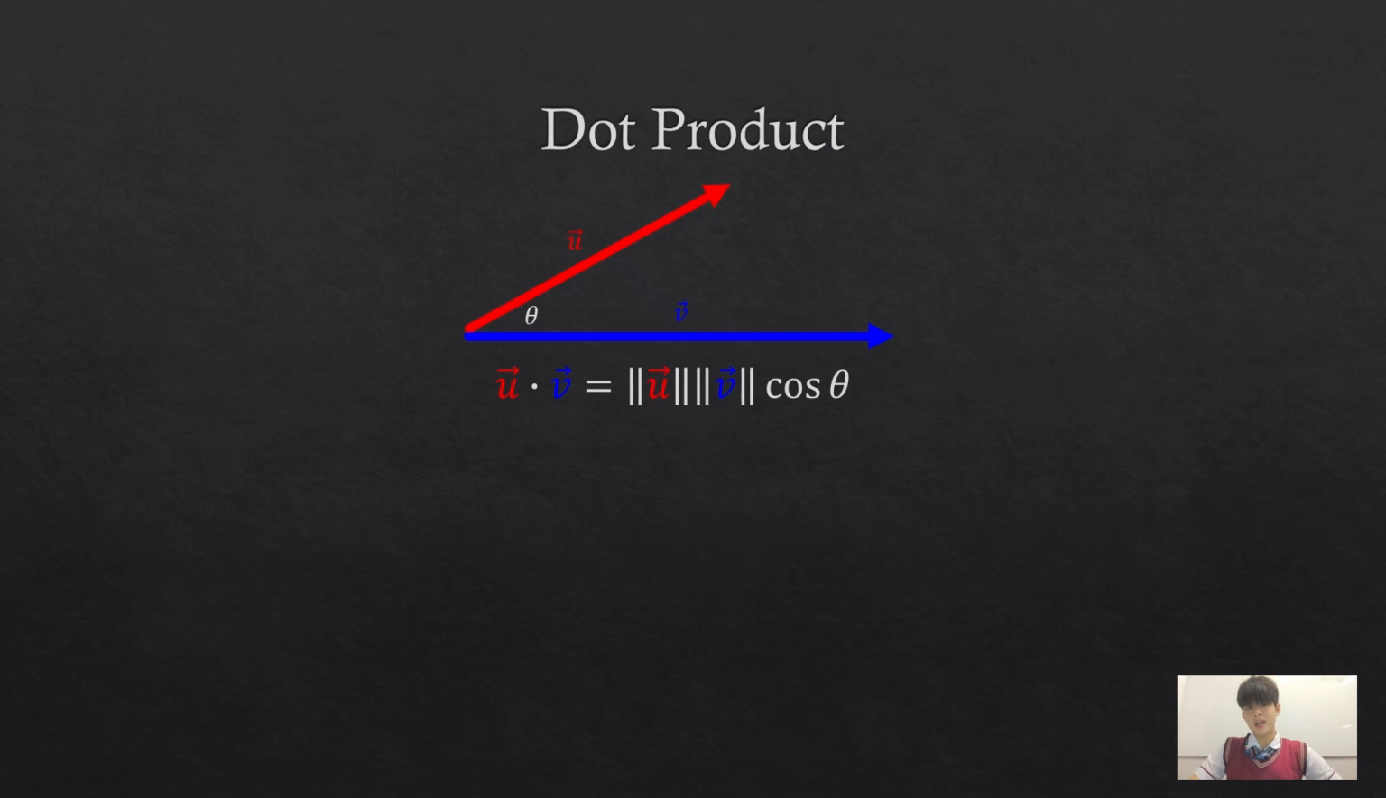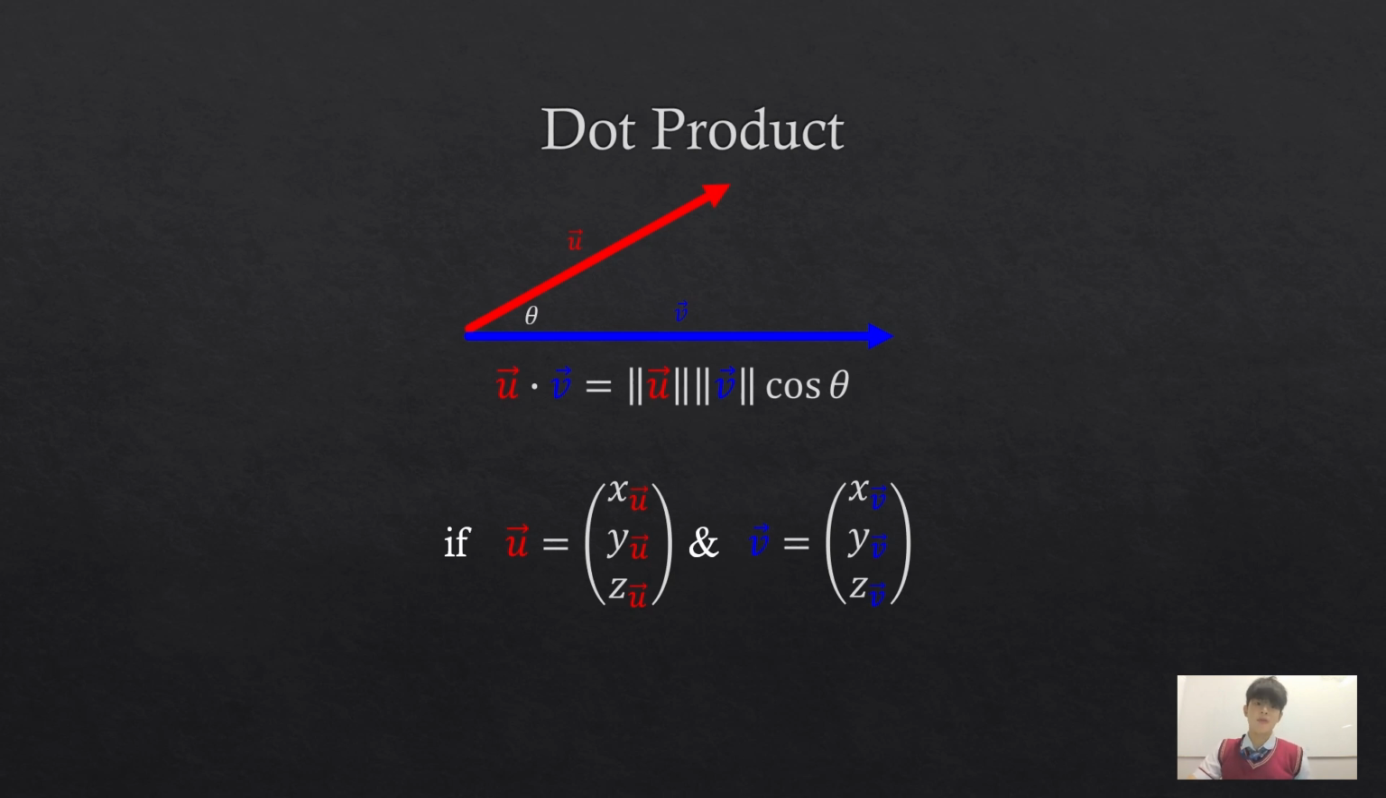Since each component of a vector has unit vectors i, j, and k, any perpendicular components form a 90-degree angle, which makes their dot product equal to 0. Therefore, the dot product between vectors u and v can be written as follows.